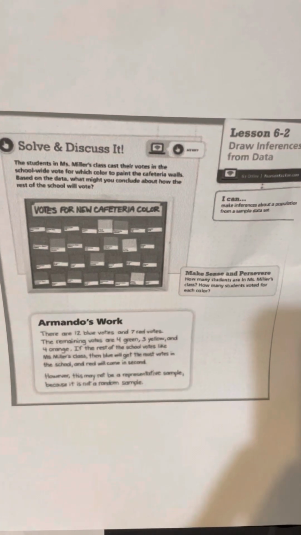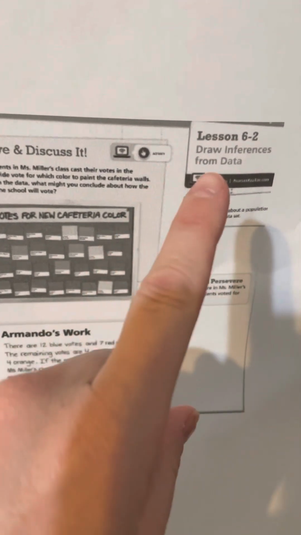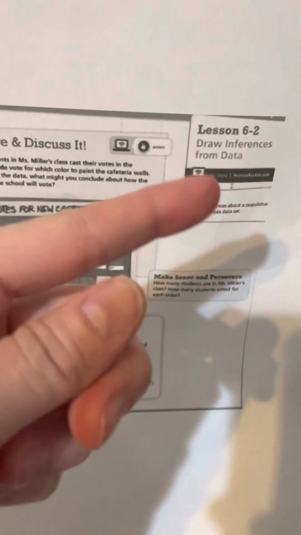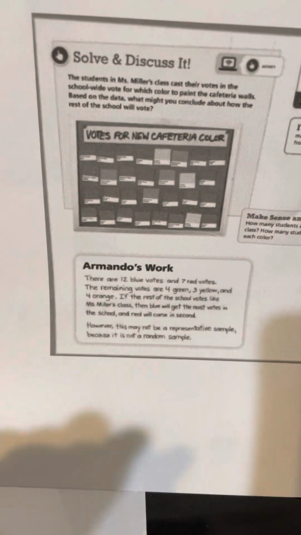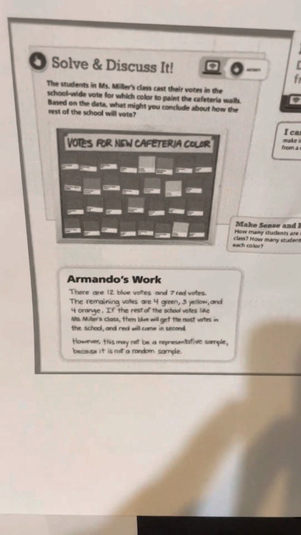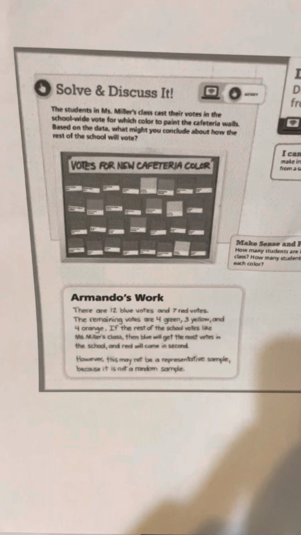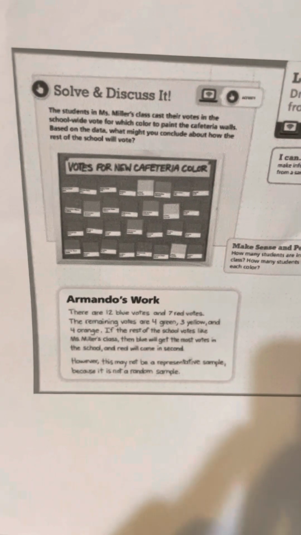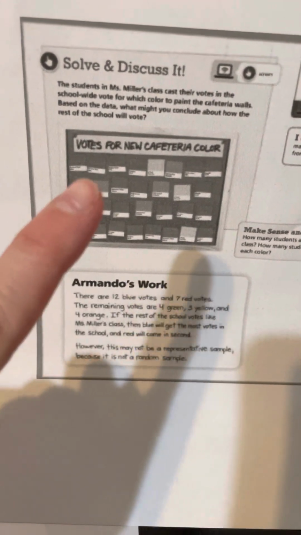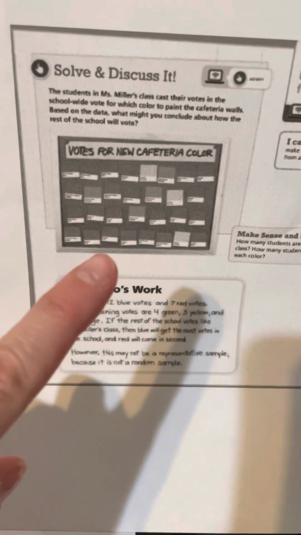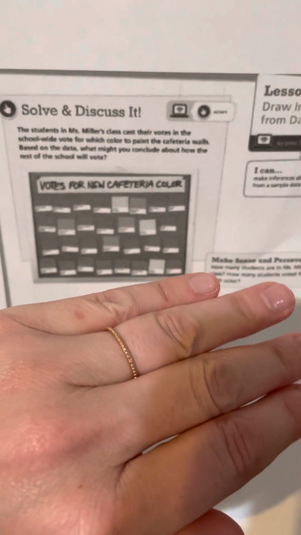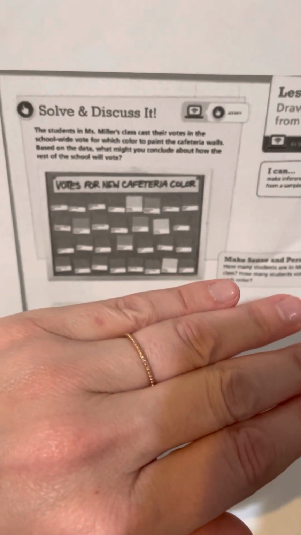Hey guys, so this lesson is on drawing inferences from data, which means what can you conclude about a set of data? So let's look at this one on page 319. The students in Miss Miller's class cast their votes in the school-wide vote for which color to paint the cafeteria walls. Based on this data that you're looking at, what might you conclude about how the rest of the school will vote? So y'all look at that and talk to each other about it for a second.